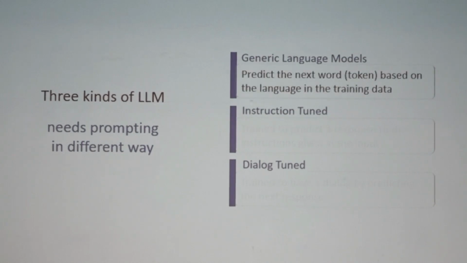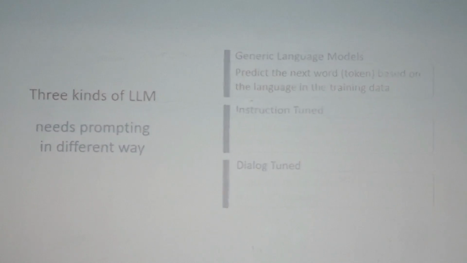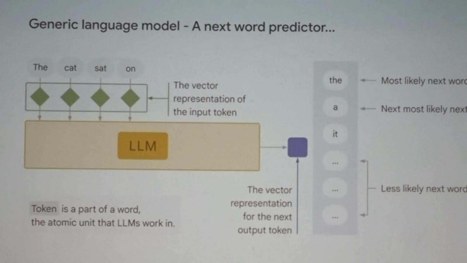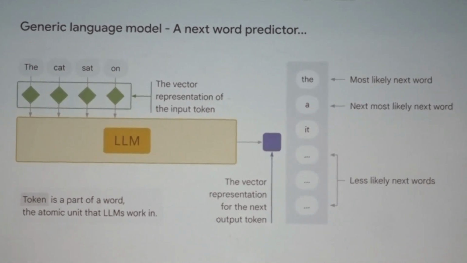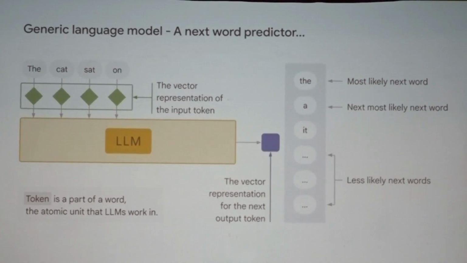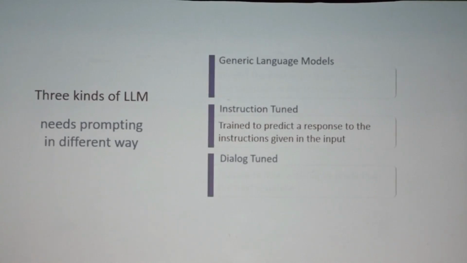Let's have a look at the generic language models. It will predict the next word or the token based on the language in the training data. I will give you an example. This is what yesterday we have seen from illustrative examples of transformers. Say suppose your model is processing the sentence, the cat sat on. Obviously the next word would be the. You can see from the result of this model, the is the most likely next word, and A is the next most likely and the remaining are less likely words. This is the general purpose. Fine, generic language models. Next, let's have a look at another kind, that is the instruction tuned.